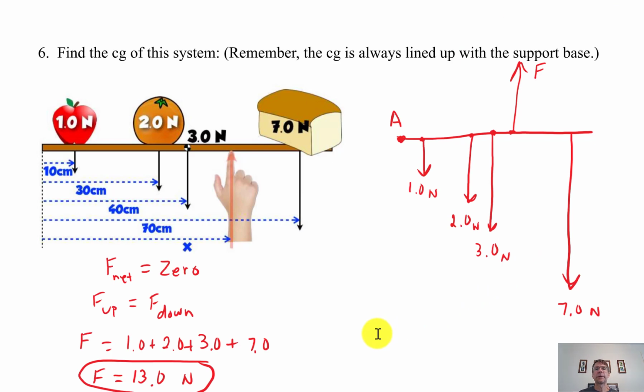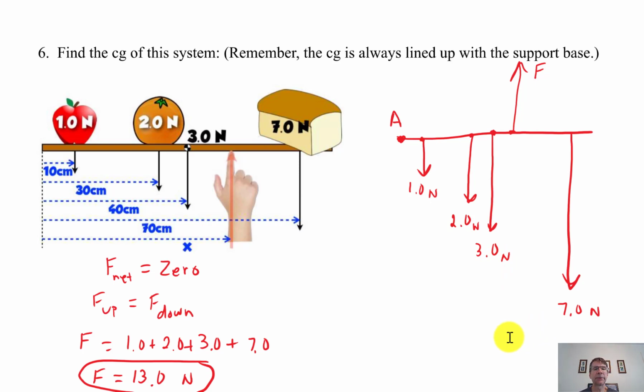So I've done some preliminary work here. It turns out this is going to be a pretty easy problem. Basically, it's asking where this thing balances. So we have this meter stick, and we have an apple, 1 newton, an orange, 2 newtons, the center of gravity of the meter stick, so the weight of the stick is 3 newtons, and then the loaf of bread. And we know where they're all located.